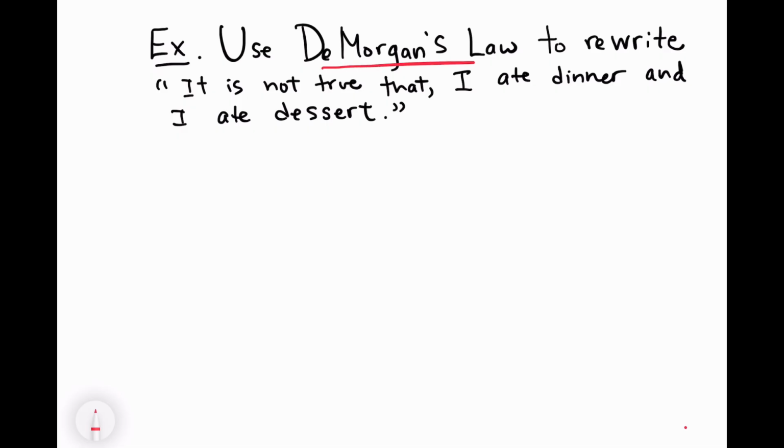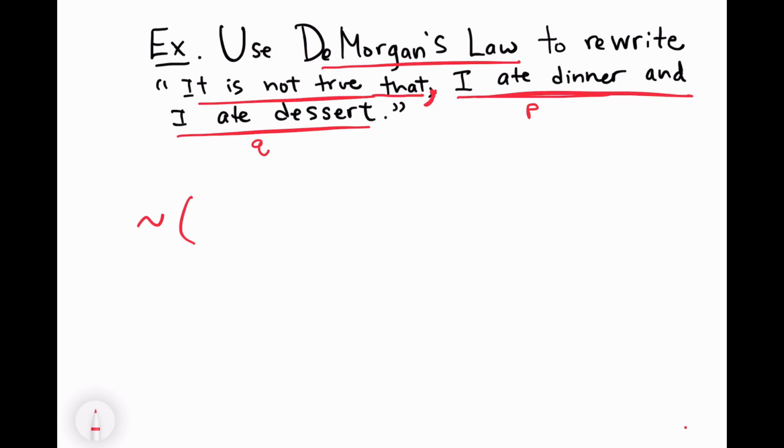It says use De Morgan's law to rewrite the following statement. So it is not true that I ate dinner and I ate dessert. So I'm going to rewrite this. I'm going to call this P, and I'm going to call this Q, and I'm going to write this symbolically so you can understand what the statement is saying. So it is not true that, so that's a negation of, and then we have a comma. Okay, so that's important. And then these statements, I ate dinner and I ate dessert. So that's essentially what the statement is saying in symbolic form.